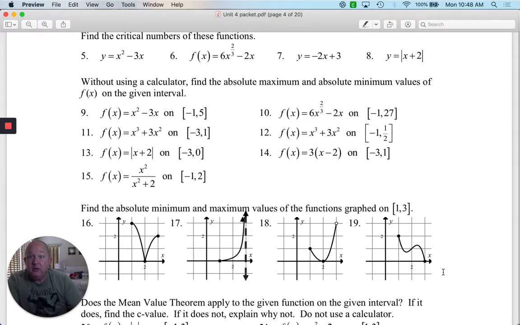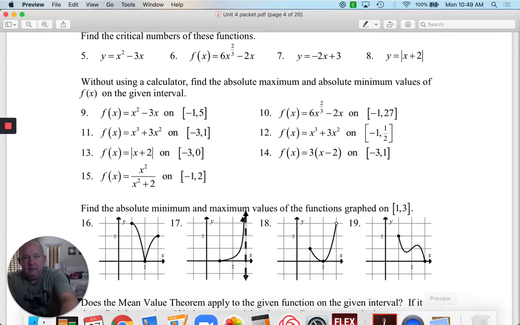So number 12, just before you do too much work on it, recognize it's the exact same function as number 11. The difference is the interval. So we have the same one, which is x cubed plus 3x squared, but now the interval goes from -1 to 1/2. So how does that change it when you change the interval? Well, most of the work we already did.